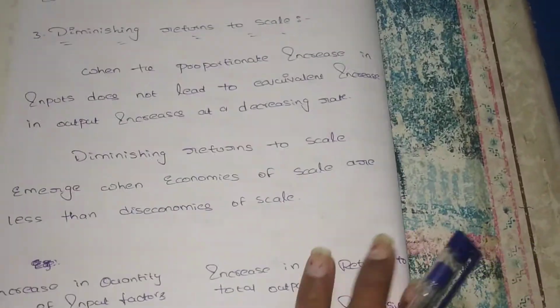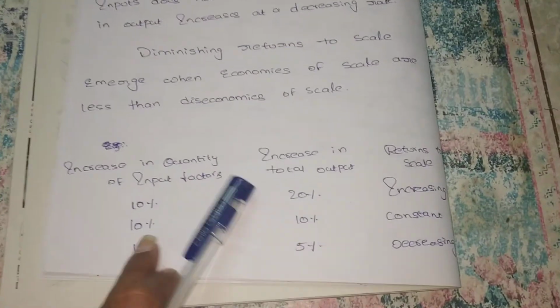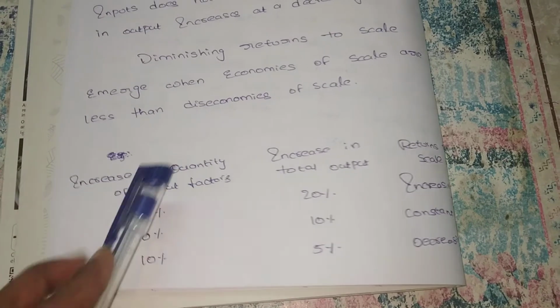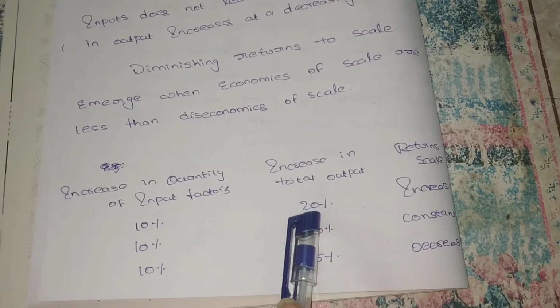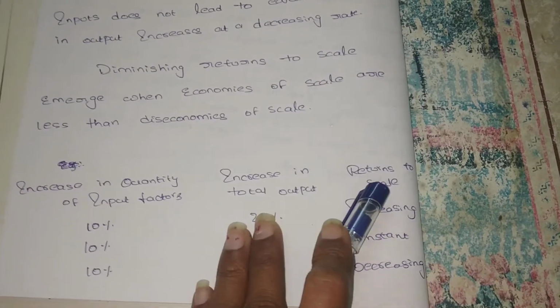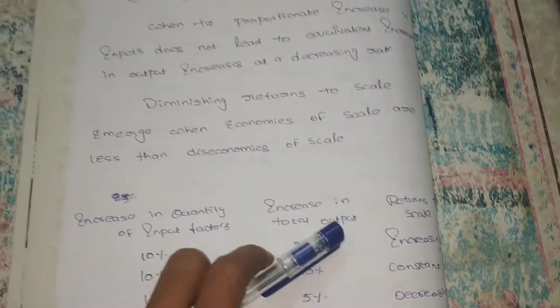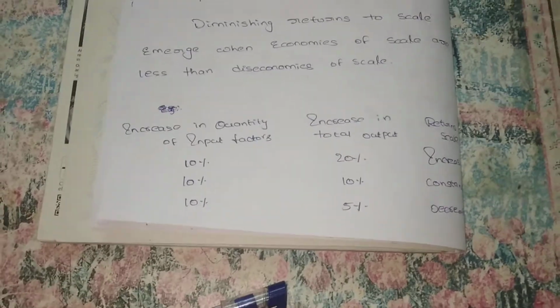I want to explain all three with an example. Let's see here. While I am increasing the quantity of input factors, output increases. How much does output increase, and are the returns to scale increasing, constant, or decreasing? Let's see here.